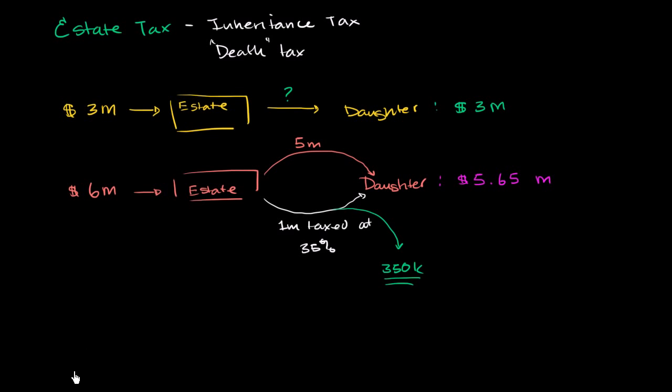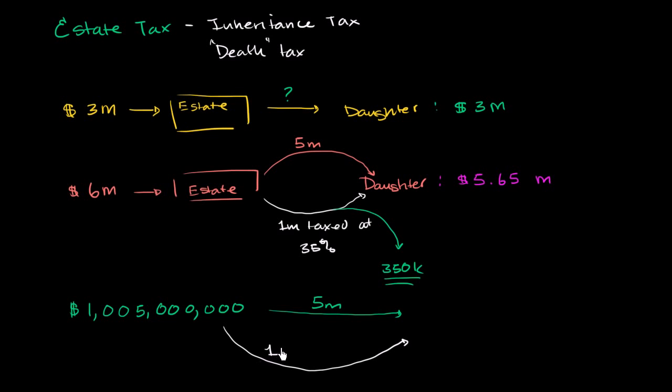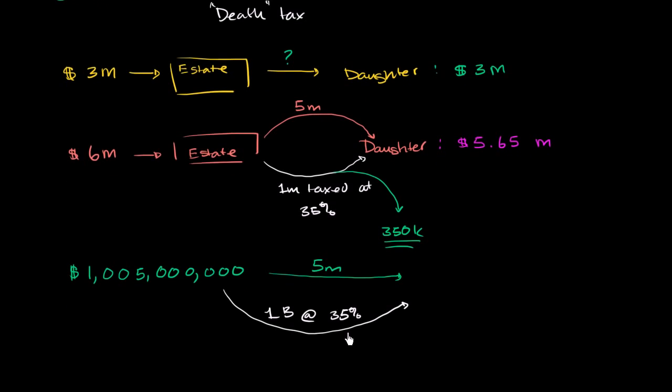If I am super rich, let's say that I am worth, let me make up a number to make the math easy so I don't have to get a calculator out. Let's say that I am worth $1,005 million. So this is my net worth. In this situation, the first 5 million will be excluded. So my daughter will get the 5 million directly. That will be excluded. And then everything above that will be taxed at the 35%. So in this situation, you have $1 billion taxed at 35%. So in this scenario, the federal government would take $350 million, and so that would leave, of this billion, 650 million left for my daughter.